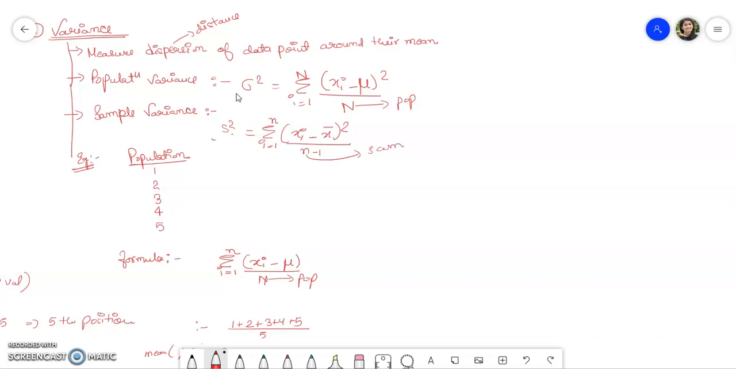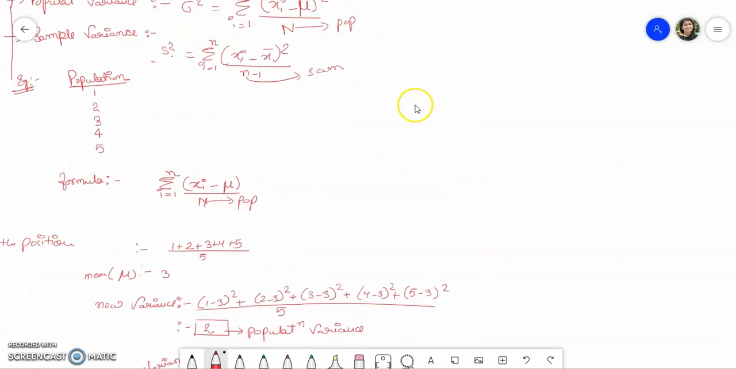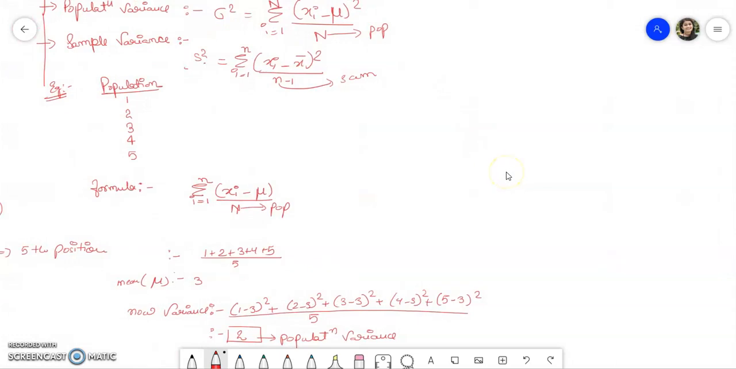Okay, and this is again for the sample x bar. I'm representing the mean over here with x bar and here with mu, and it is pretty much simple to understand, like a kid's thing. So here I have the population 1 2 3 4 5, and this is the formula for it.